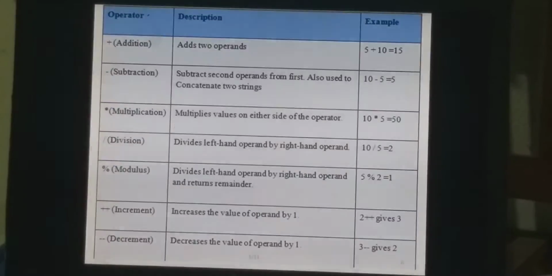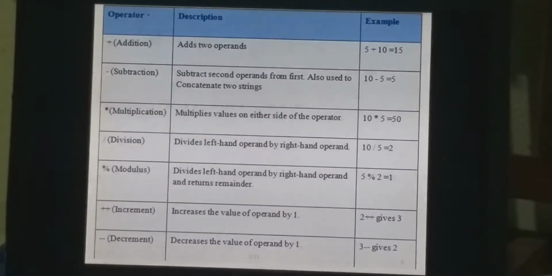That is depicted here: addition, subtraction, multiplication, division, modulus, increment. Automatic incrementation is done with the operator plus plus. Then automatic decrementation is done with the operator minus minus. The example is given on the right side, just refer: 2 plus plus gives 3 and 3 minus minus gives 2. Basically arithmetic operators are called binary operators. They need at least two operands.